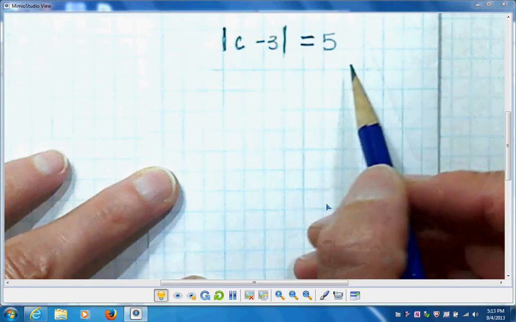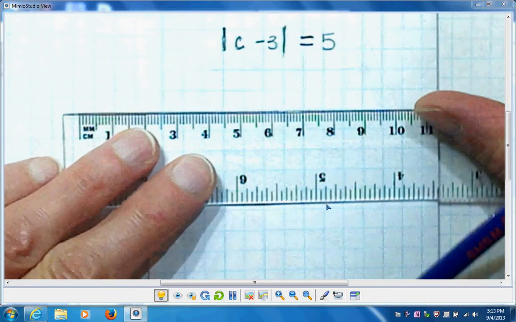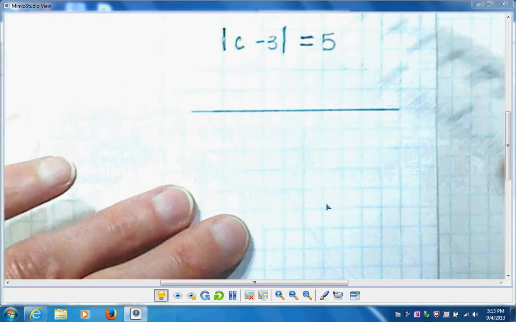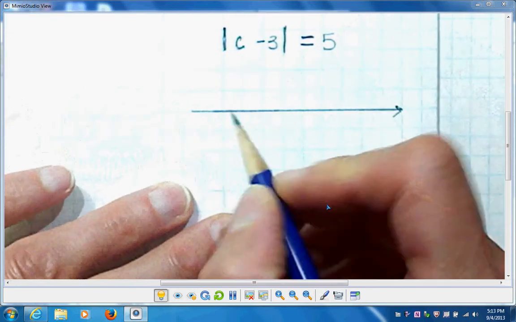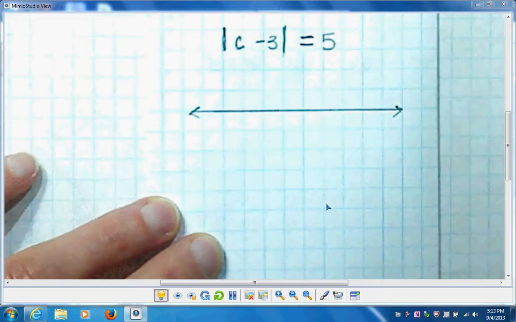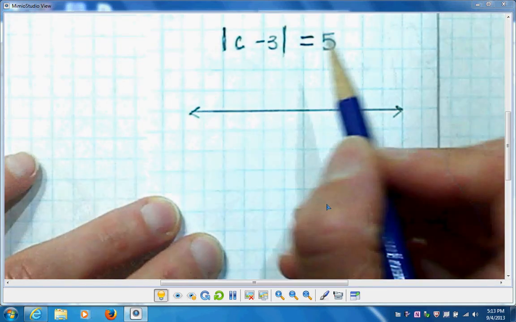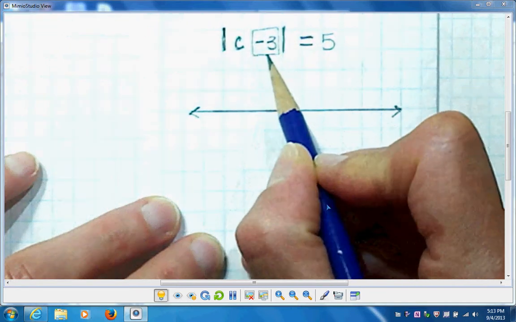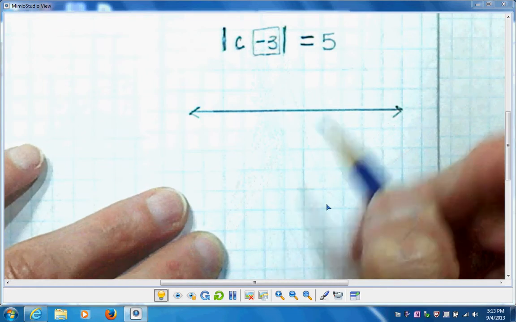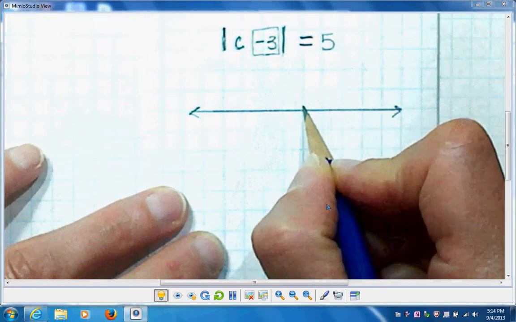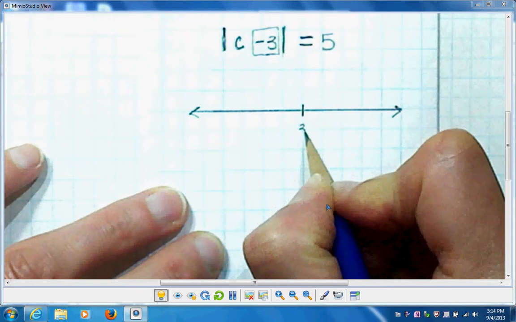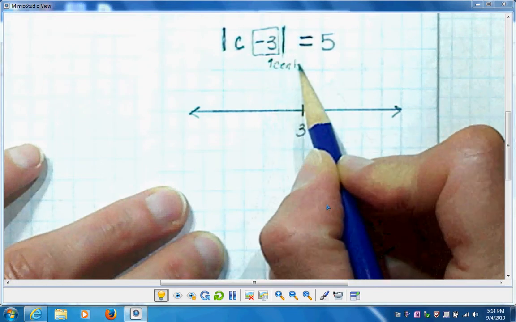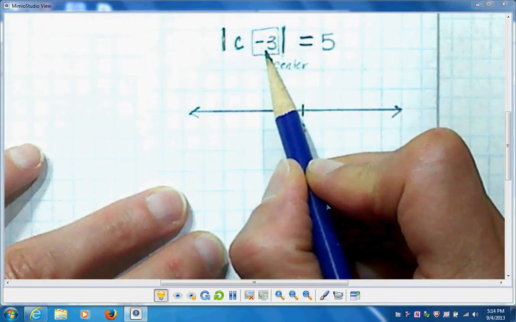So what we need to do is draw our number line, and we need to put some strategic points in there. We need to figure out where the center is. Well, our center value is the opposite of what we see here. So our center value is going to be 3. So I'll put 3 right in the center. This is where we start. That's our center, and it's whatever the opposite is that we see in here.